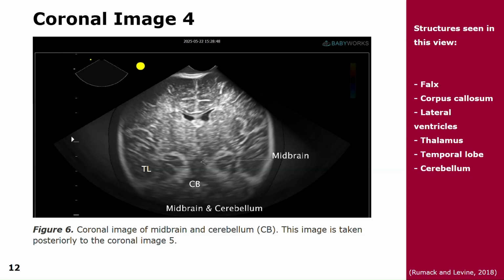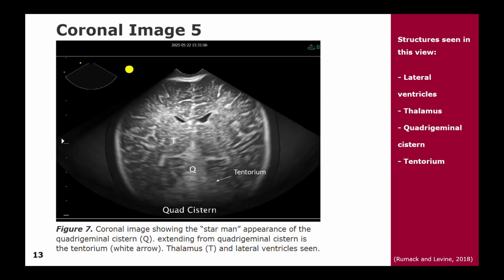The bulk of the choroid plexus is seen in the antrum of the lateral ventricles, an area usually abnormal in grade 4 intraventricular bleeds. Again, other structures seen are listed on the side of the slide. The next coronal image shows the classic starman appearance of the echogenic quadrigeminal cistern. Extending from the base of the star on either side is the tentorium, the roof of the cerebellum. Now we are too posterior to see caudate nucleus, so we only see thalamus under the lateral ventricles.